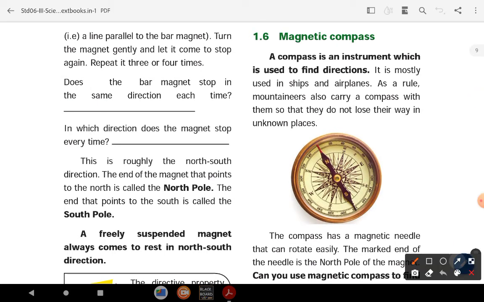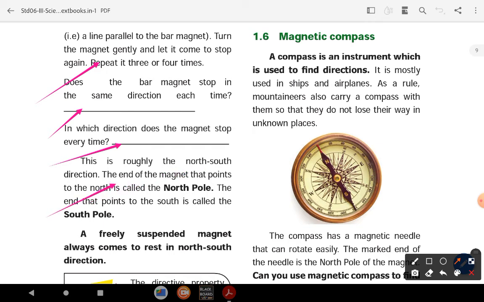Okay. Turn the magnet gently and let it come to stop again. Repeat it 3 or 4 times. Do the experiment 2, 3 times or 3, 4 times. Does the bar magnet stop in the same direction each time? Each time you do this experiment, does the bar magnet stop in the same direction? In which direction does the magnet stop every time? So this is roughly the north-south direction.